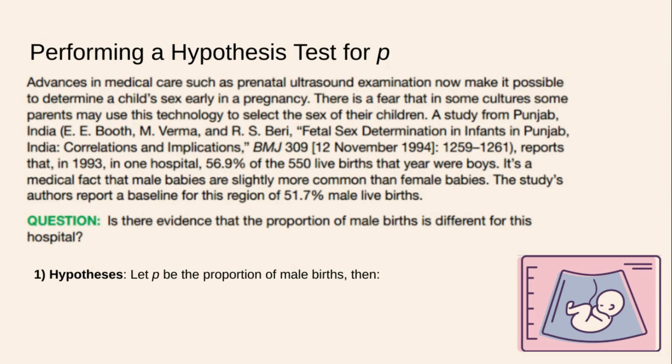So let's look at the hypotheses here. We're going to let P be the proportion of male births. Then our null hypothesis would be P equals 0.517 versus P is not equal to 0.517. Where's that 0.517 coming from? Well, that is our baseline. That's our P sub 0 value. We're comparing our results to this number to see if there's a significant difference.